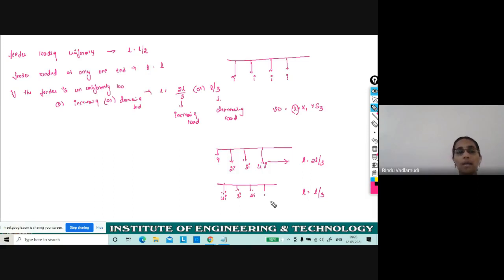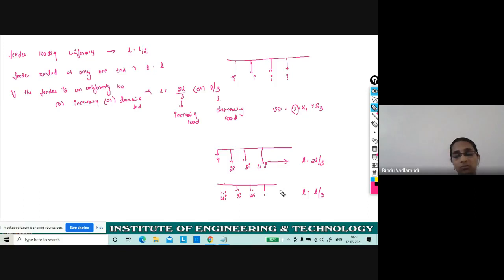Is it clear? What is the expression for L for uniform loading? If the feeder is loaded uniformly, what is the value? L is equal to... Please respond, ma'am. What is the problem for you all?